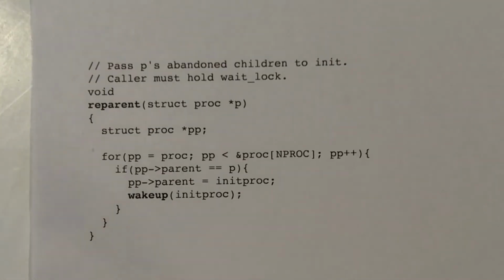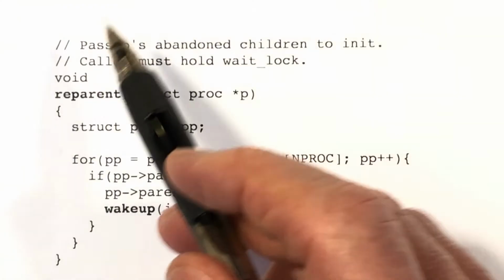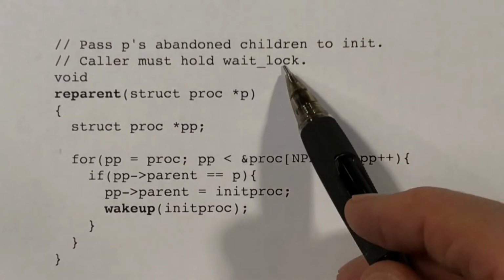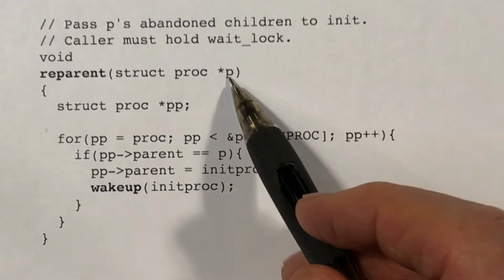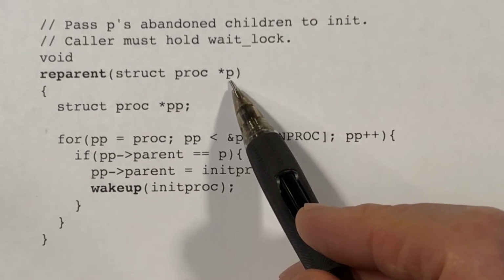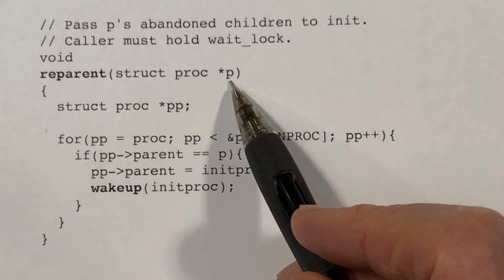Okay, next, let's take a look at the reparent function. And we see that the caller must hold wait lock. And all it's going to do, it's passed a pointer to the process that is exiting, okay? That we can call the parent process.